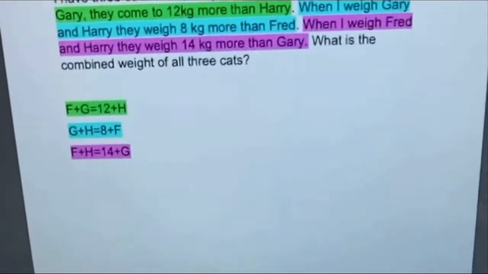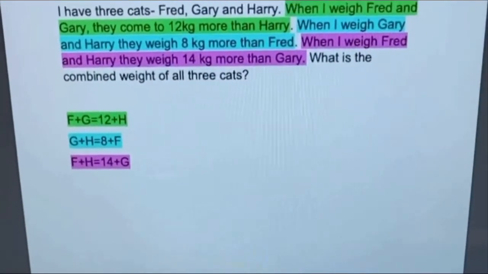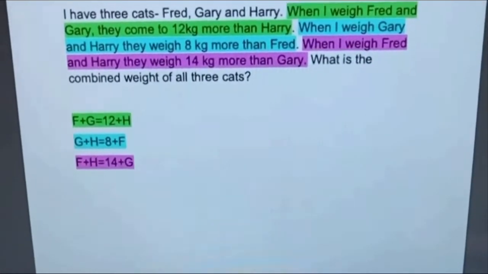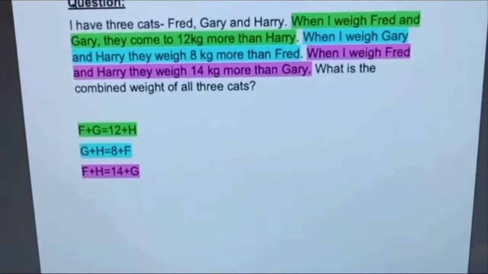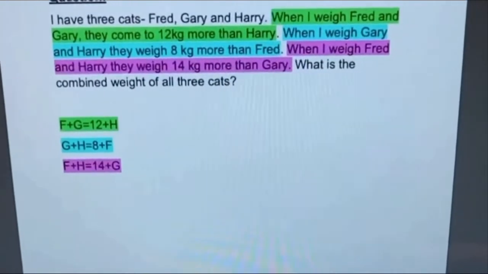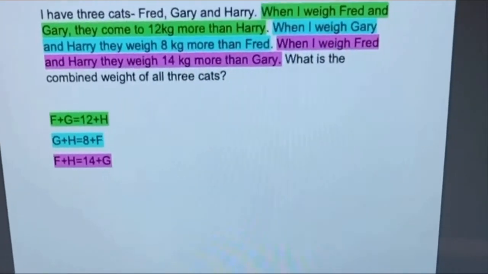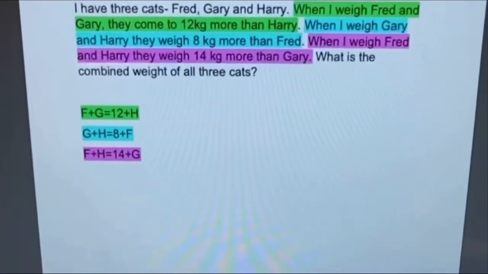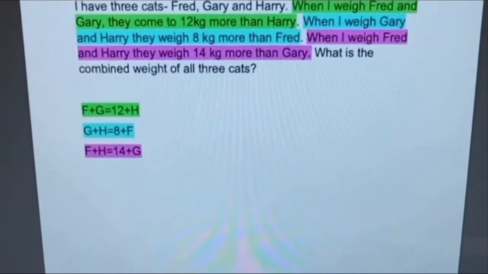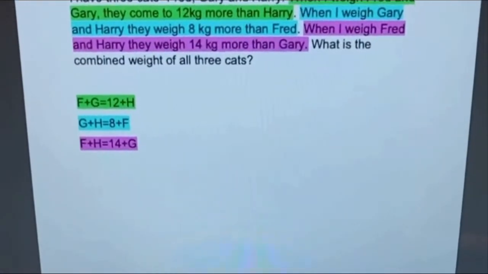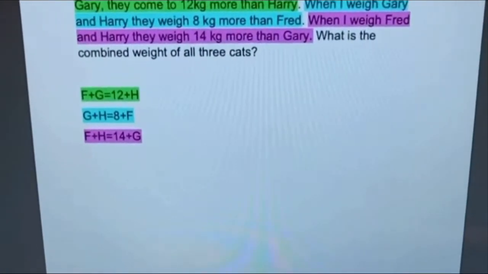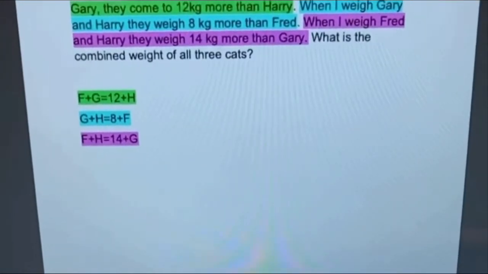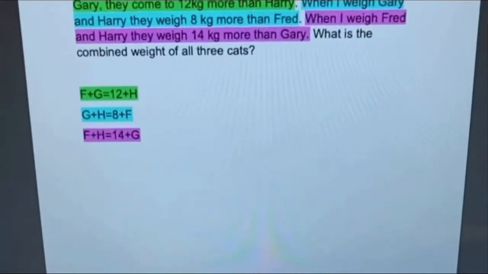So it would be really useful for this question to write all the information as three equations. So from the first sentence, we can form this as a mathematical equation, because I know that Fred plus Gary's weight equals 12 kgs plus the weight of Harry. So I can write this first statement, highlighted green, as F plus G equals 12 plus H, the letters being the short form for the names.